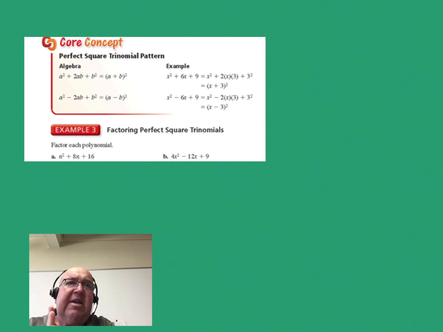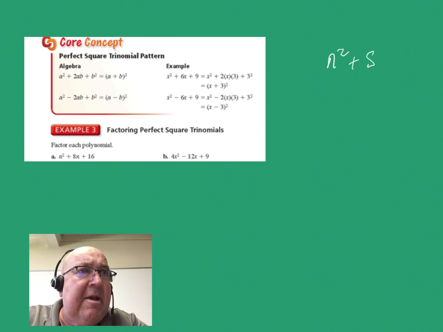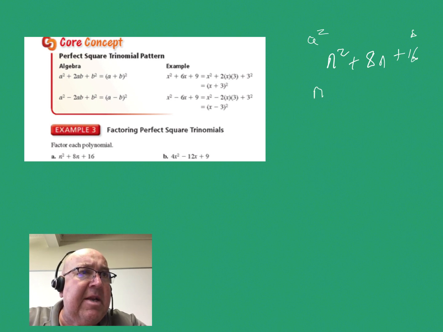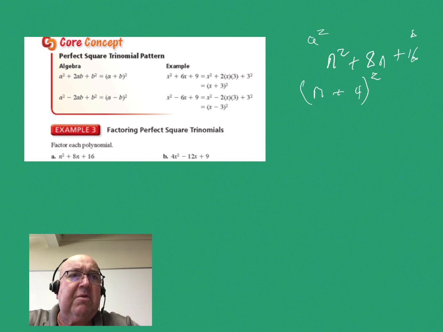Alright, now we have a perfect square trinomial, meaning that we have either a plus b squared or a minus b squared. The reason how we know it's either plus or minus is by the middle sign. So n squared plus 8n plus 16. We know that a squared is first and b squared is second, so we can just write their square roots, n and 4, and we know that it's a plus because of the plus in the middle, and we get n plus 4 squared.